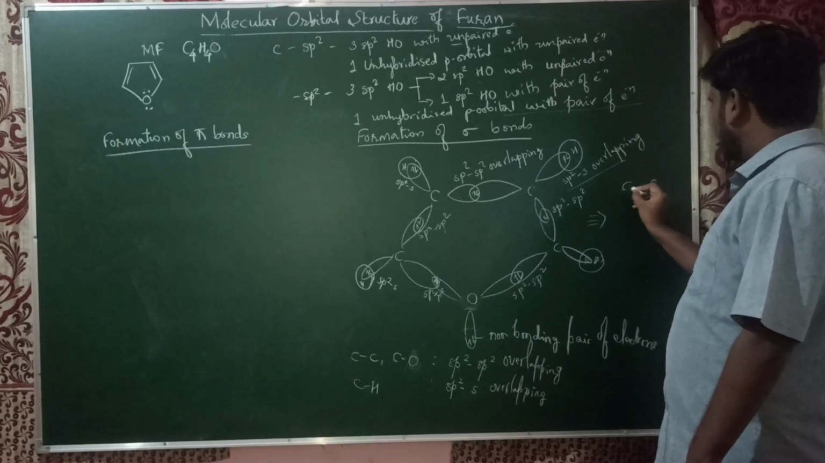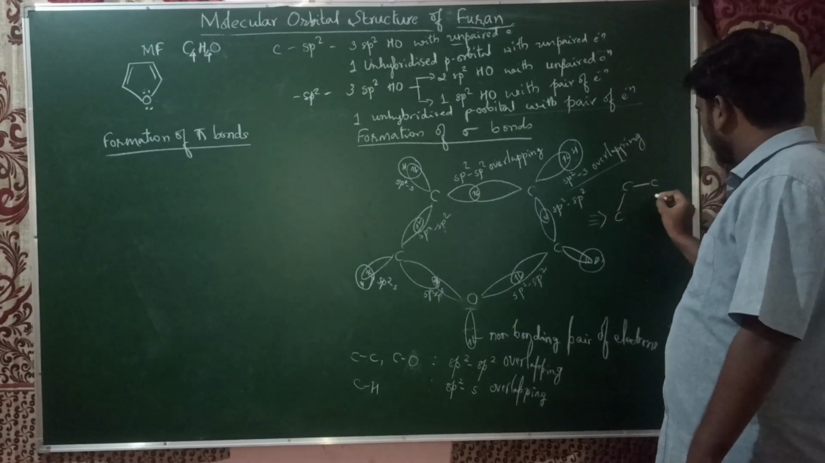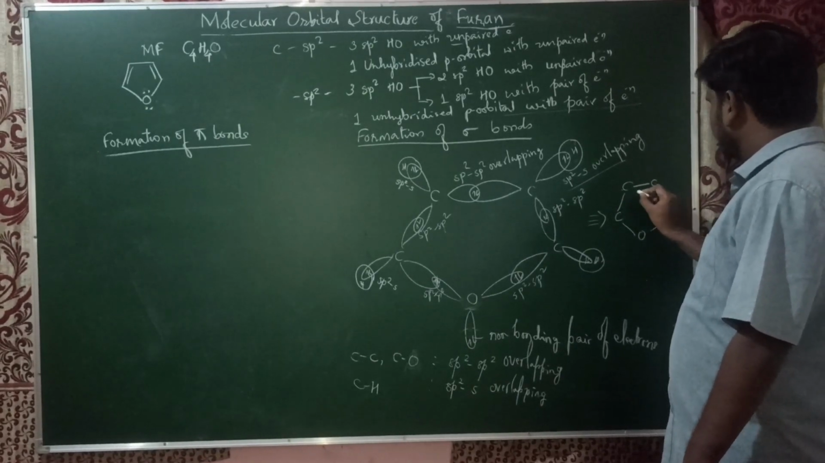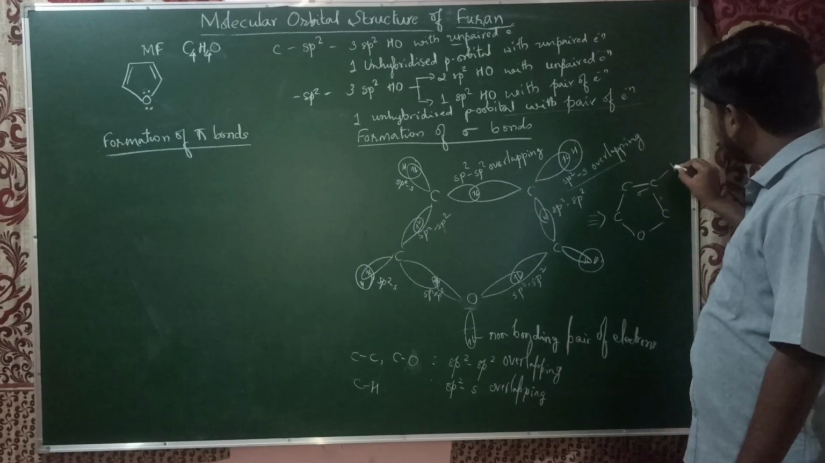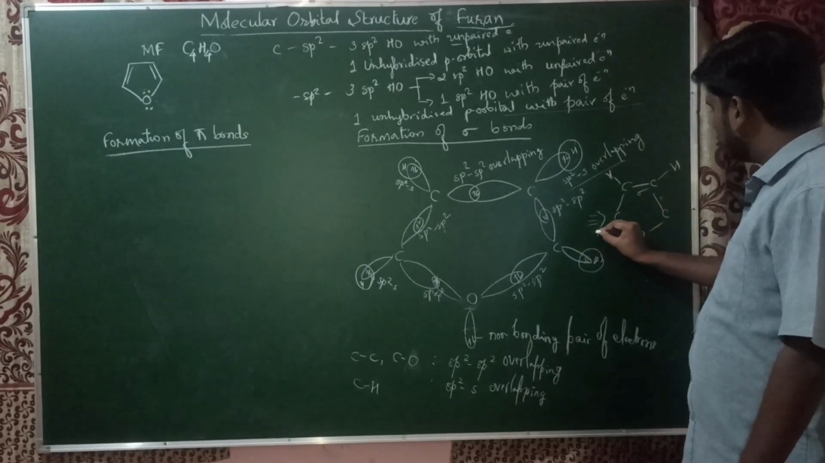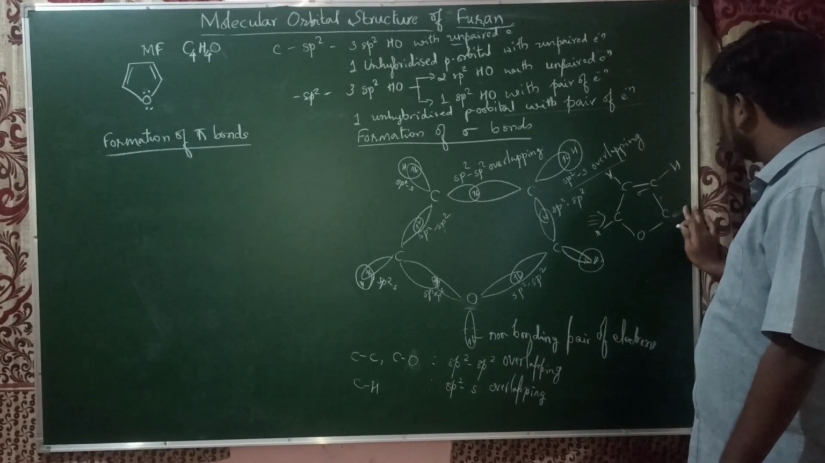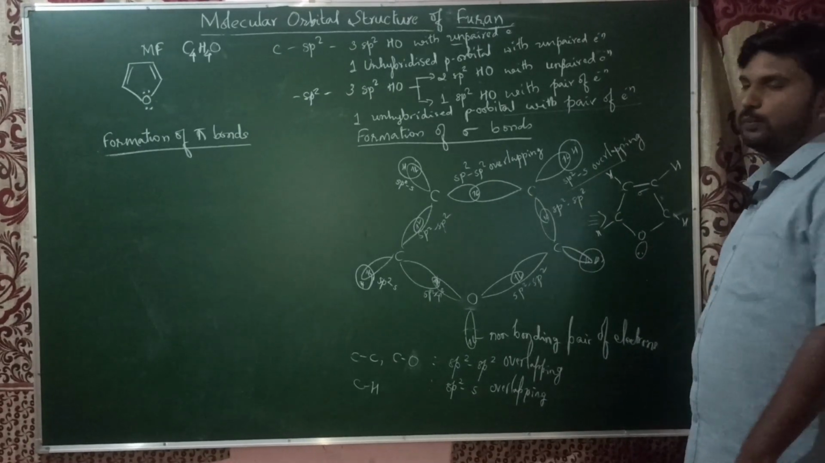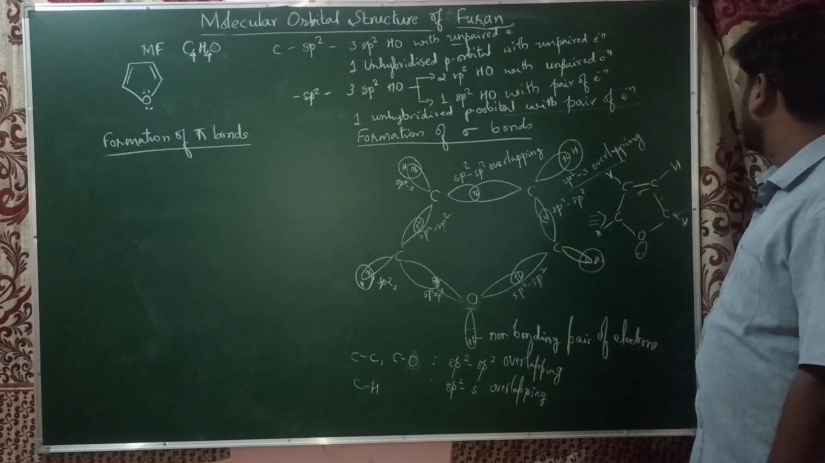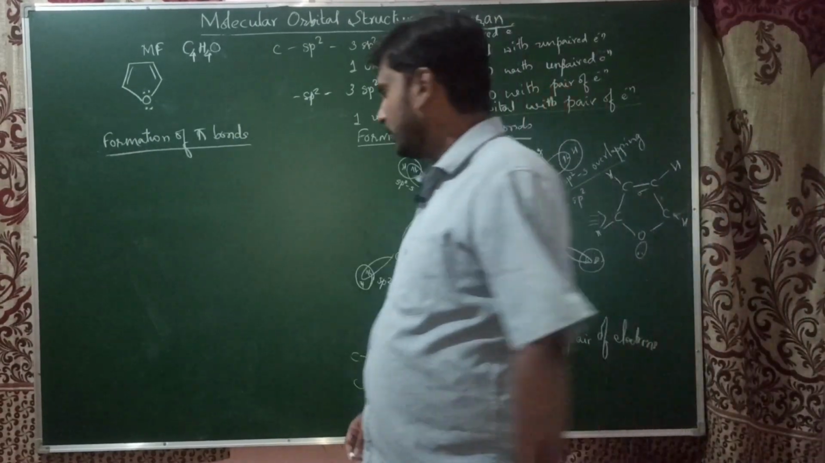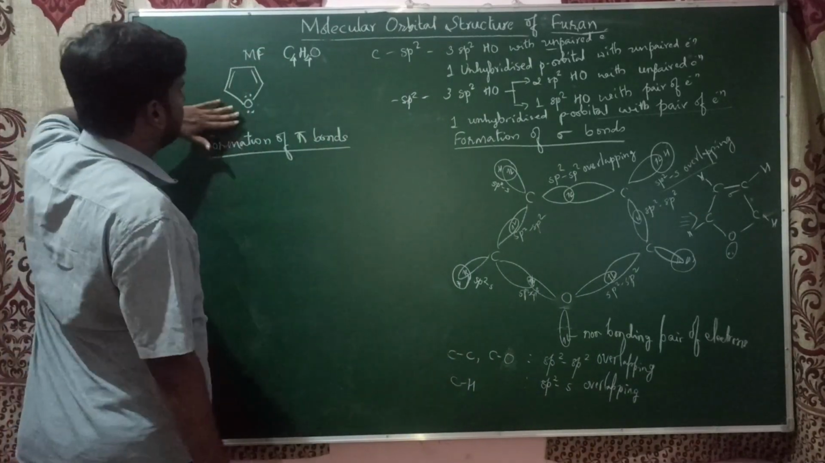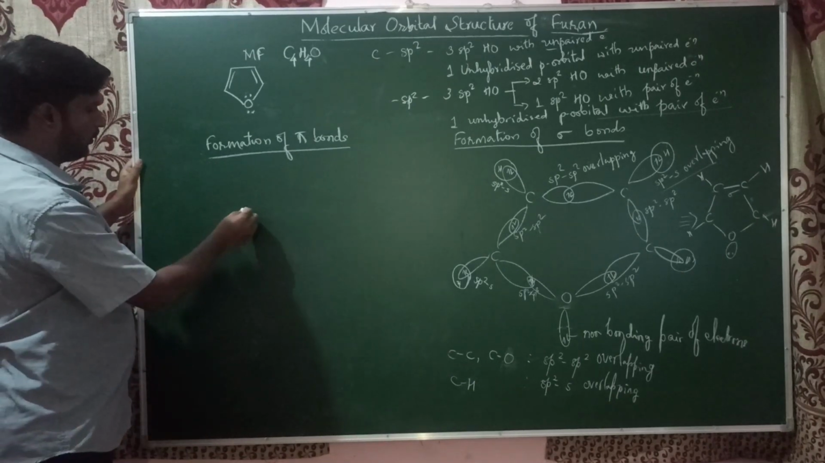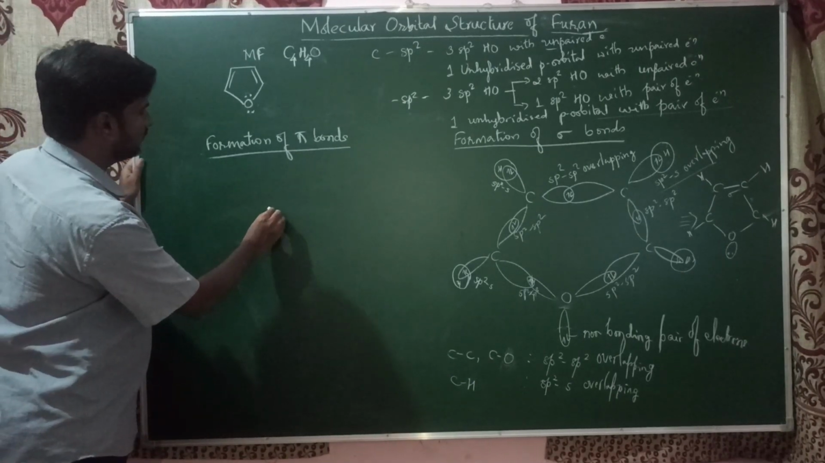There is a carbon-carbon sigma bond. These all are sigma bonds, and each carbon also bonds with hydrogen, hydrogen, hydrogen, hydrogen, and oxygen still carries a pair of electrons in one of the sp2 hybrid orbitals. So I write that structure and I'll show the formation of pi bonds. After the formation of the sigma bonds, we have this structure.